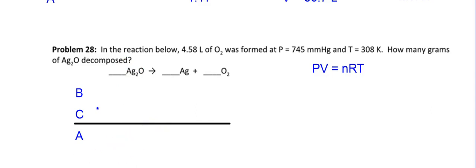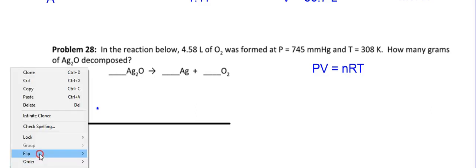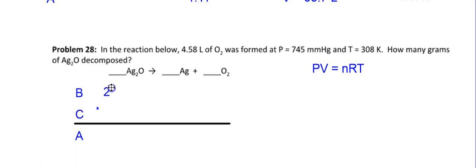So what's the first thing you ought to do? Well, hopefully you said you need to balance it. So go ahead and balance this. Did we get a 2? And did we get a 4? I hope so. So now I need moles of oxygen. Why don't you go ahead and solve for moles? So pause this, do the work, and see if you get what I get.